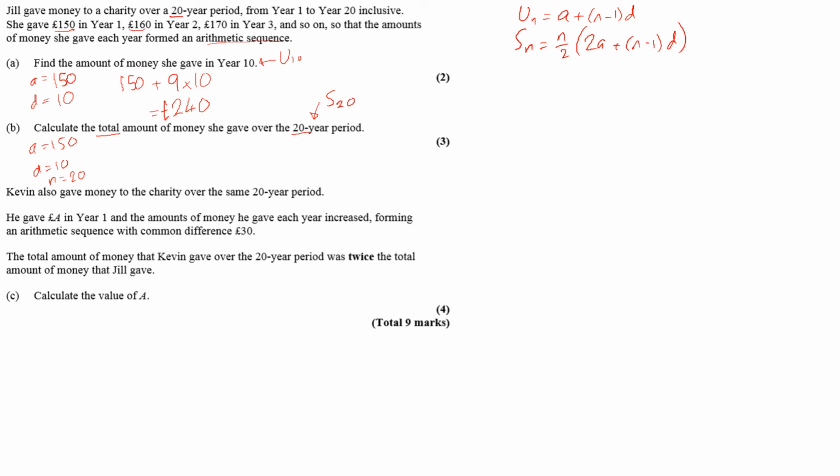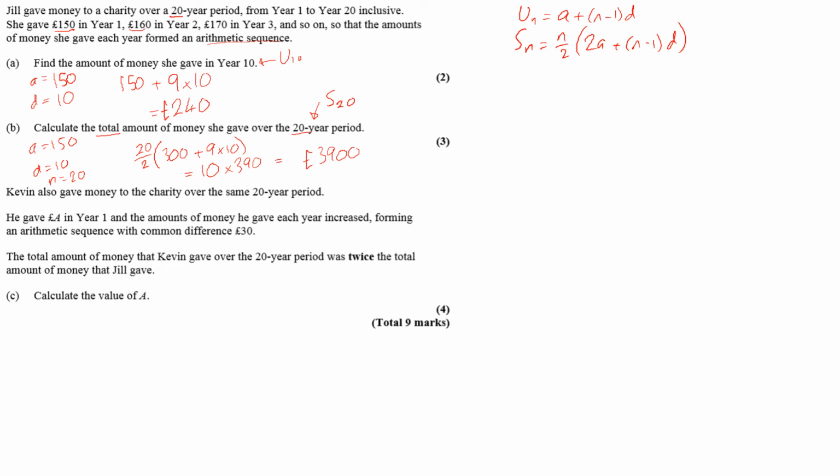So we can put all that together: 20 over 2 times 2A, so that's 300, plus n minus 1, so that's 9, times D, so that's times 10. So we'll end up with 20 over 2 is 10. That bracket comes up to 390, so she's given £3,900. Okay, then we get more words.